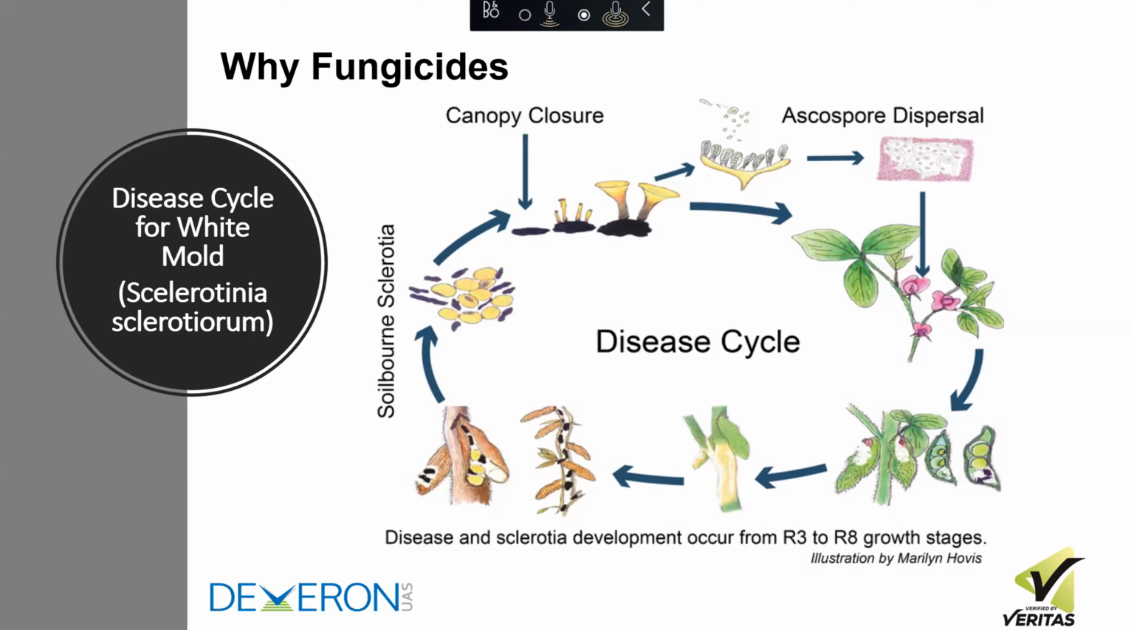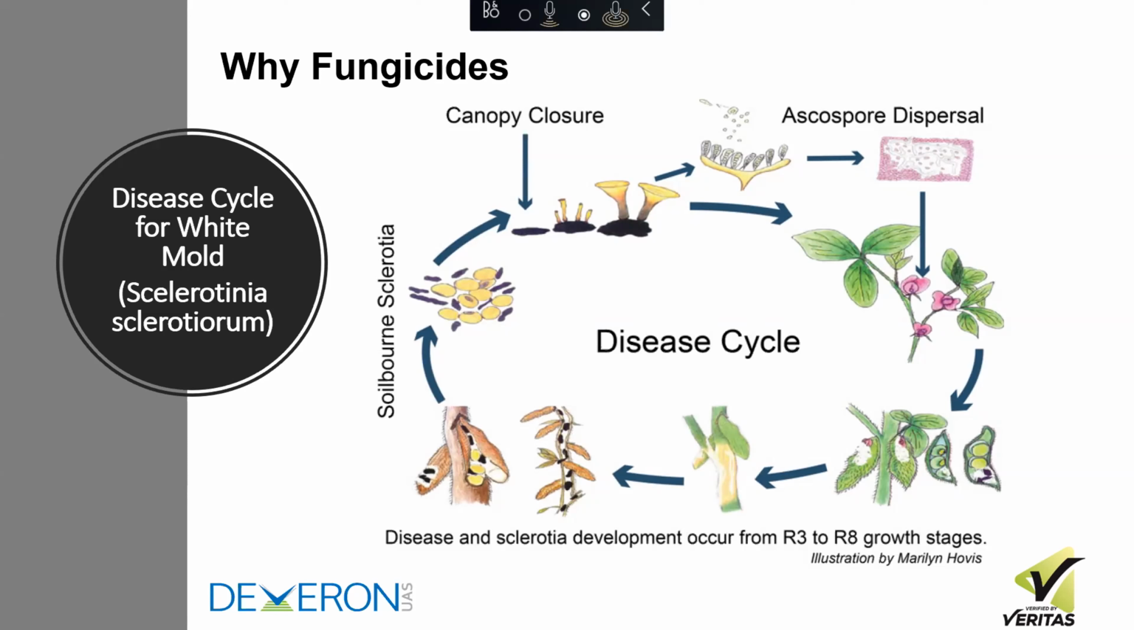In this particular disease cycle, I won't spend a lot of time on it, but the disease resides in the soil. And when the conditions are ideal, and that's usually canopy closure, so you've got a nice bit of moisture in the canopy, there's humidity, the sclerotia actually germinate, and they form tiny little fruiting bodies. To make things easy, we'll call them mushrooms. And from there, it fires off a whole bunch of spores into the rest of the canopy.